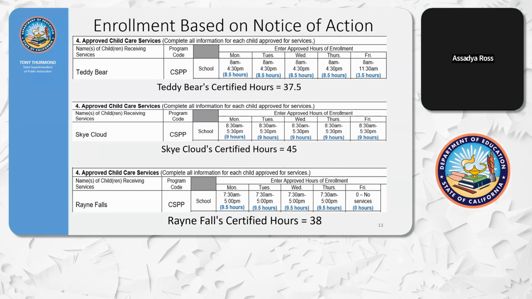Next, we have Rainfalls. Rainfalls is certified to receive care only Monday through Thursday, 7:30 to 5 o'clock p.m., and is not certified to receive any care on Friday. Although Rainfalls will not attend the program on Fridays, Rainfalls will still be reported as full-time based on their 38 hours per week every day, so Monday through Friday, and we'll see examples of that coming up in the presentation.